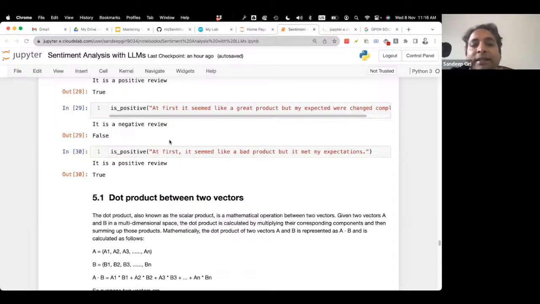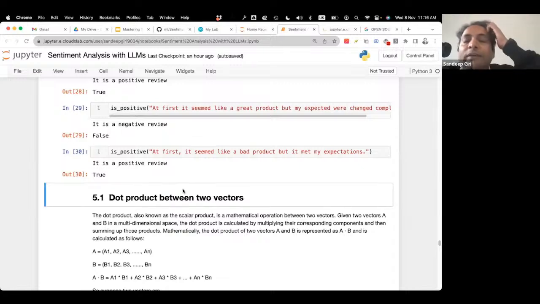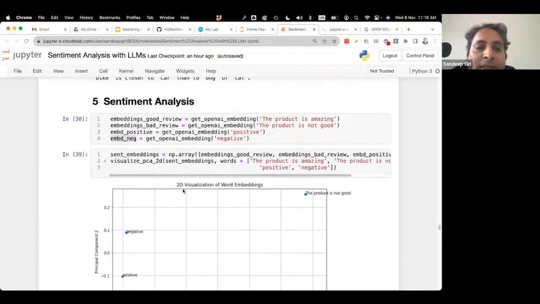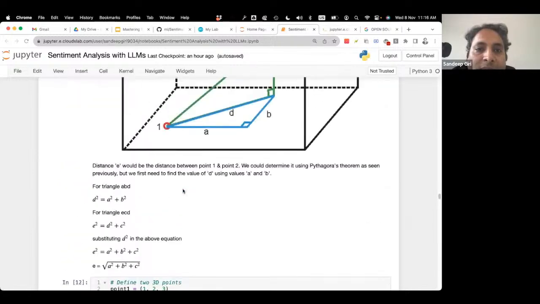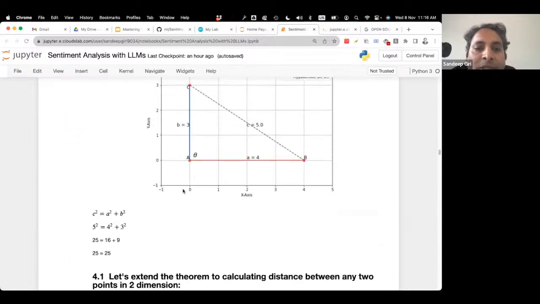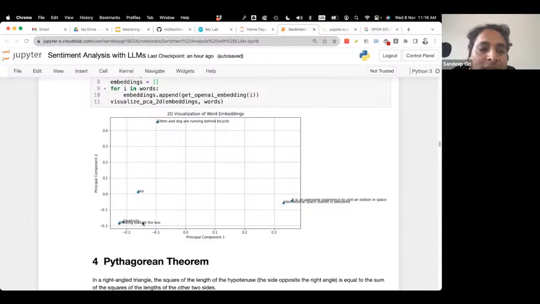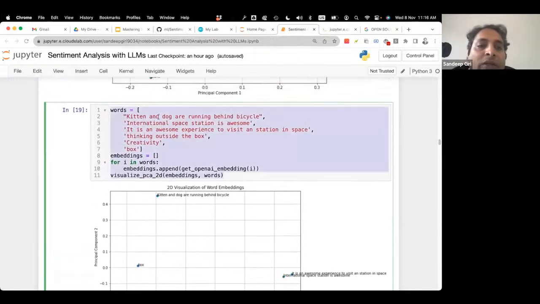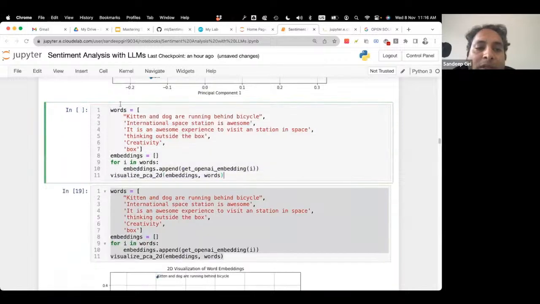Let's talk about some words which are syntactically similar, but meaning-wise very different. For example, let me show you again. Let me go back here. See here, creativity and thinking outside the box are two different phrases. And you can essentially experiment here.